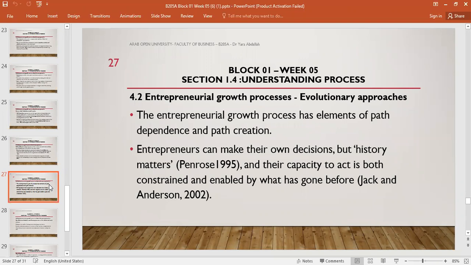This is why there are two concepts. One of them is path dependence: I am going to create a path and I'm going to depend on it. And path creation: as a firm, I decide that I am going to create my future. I am going to pass by certain stages, and I am not going to pass by the others.